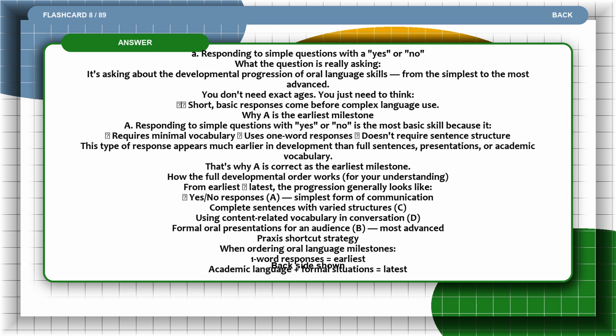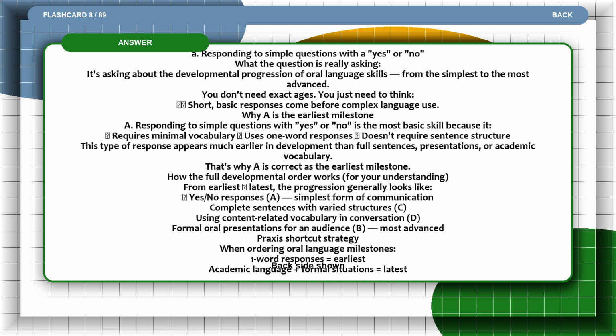A. Responding to simple questions with yes or no is the most basic skill because it checkmark requires minimal vocabulary, checkmark uses one-word responses, checkmark doesn't require sentence structure. This type of response appears much earlier in development than full sentences, presentations, or academic vocabulary. That's why it is correct as the earliest milestone.